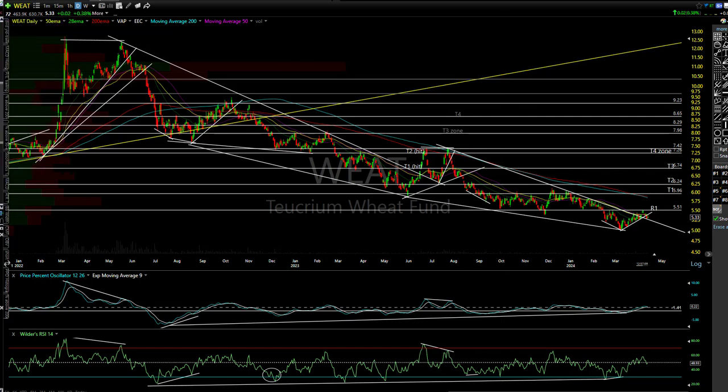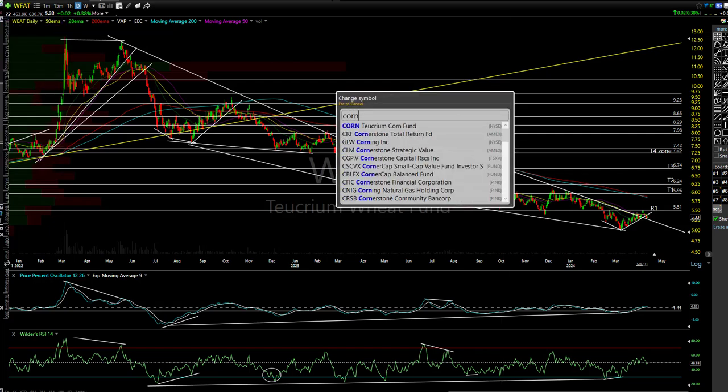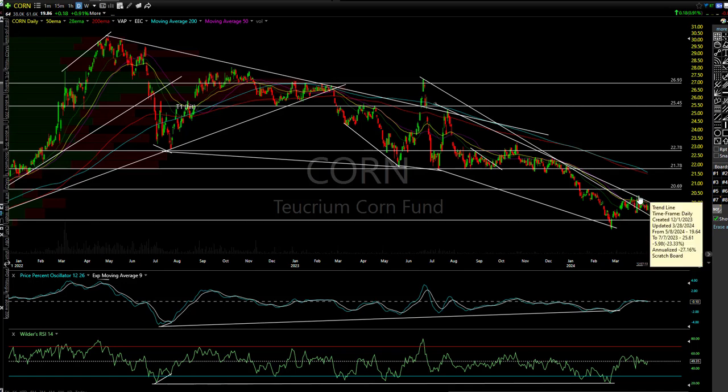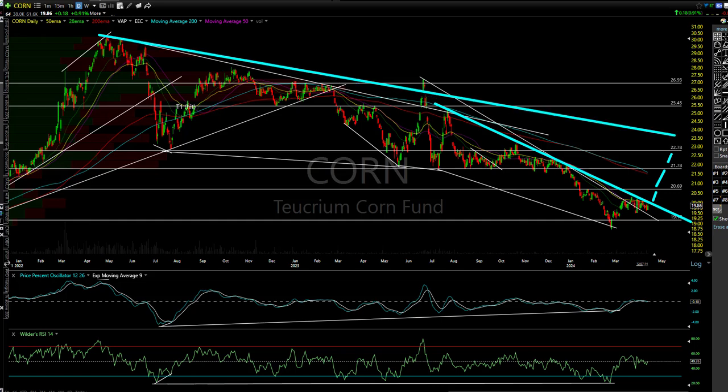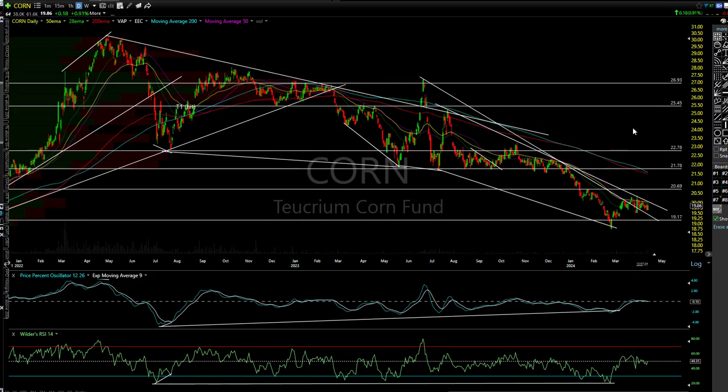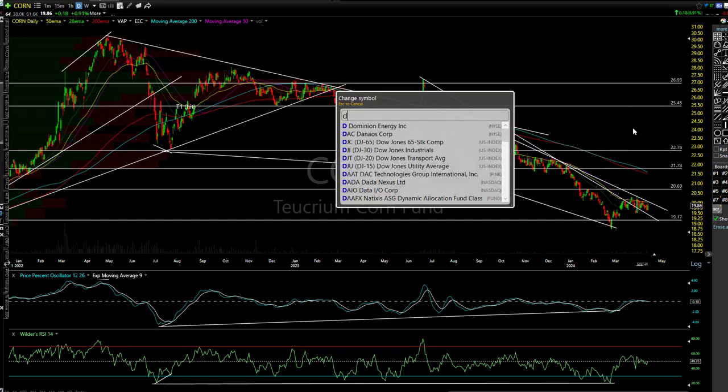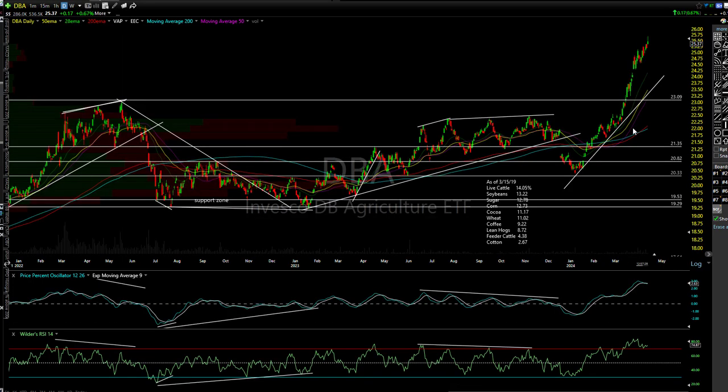All right. Corn tends to move with wheat. Corn also needs to take out the downtrend line right there, resistance. And when it does, boom, boom, boom, boom. And then you have a more significant longer term trend line there as well. And corn and wheat, again, tend to move together. I think I already covered DBA. Yes, I did. That's the Aggie.